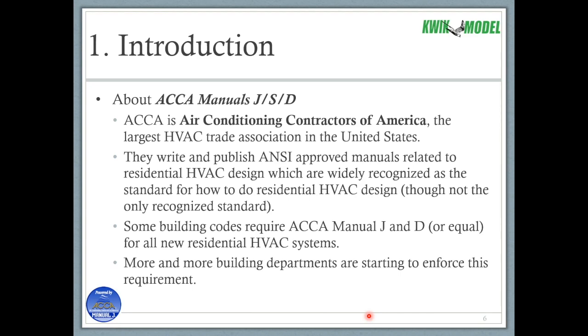They're widely recognized as the standard for how to do residential HVAC design, but they're not the only standard. There are some others out there. ASHRAE is one, but I would say manuals J, S, and D are probably by far the most commonly recognized standards. In fact, some building codes actually require manual J and D or equal for all new residential HVAC systems, and you're probably starting to see more and more of that. At least manual J block loads are required, but some building departments will require mechanical plans and manual J and manual D calculations.